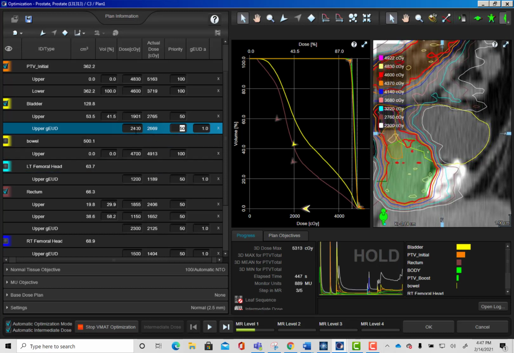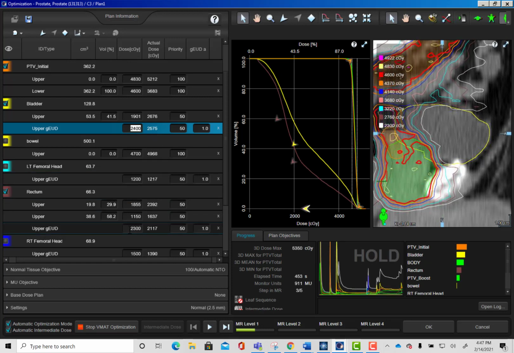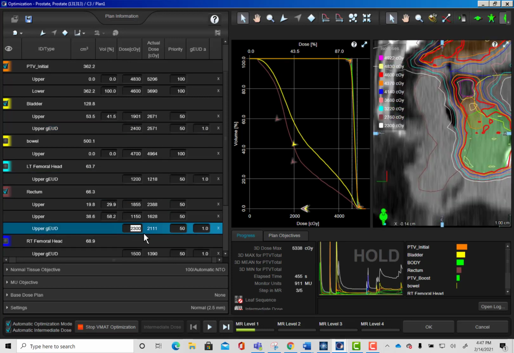So you can see I had 27 in here. It dropped below 27, so I'm going to lower it some more, see how low we can get. Same with this one. I have 23 right now. The actual is 21, so this constraint right here is doing absolutely nothing. So let's lower it.